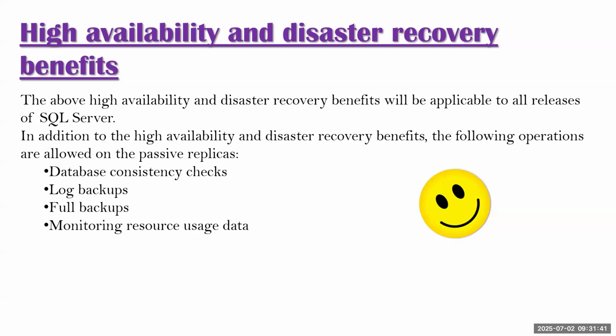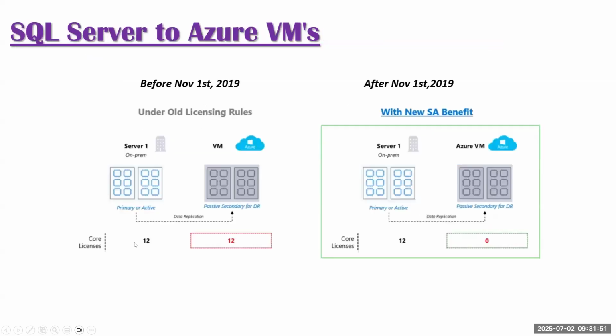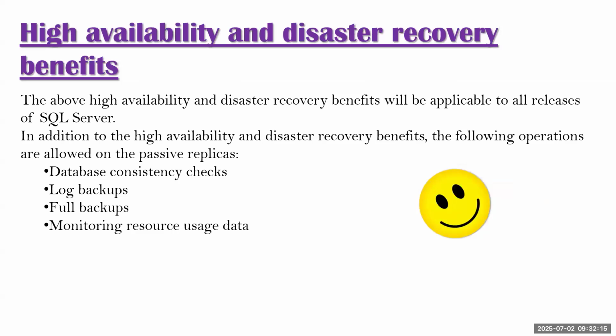These are additional benefits Microsoft is offering when you go for high availability and disaster recovery. In the secondary replica, you can take backups, check consistency, and monitor resource usage to improve the performance of the primary replica. This is my primary, my actual live production server, and I want to improve its performance. I can divert some activities to the secondary rather than doing them on the primary. So Microsoft is offering these additional benefits.